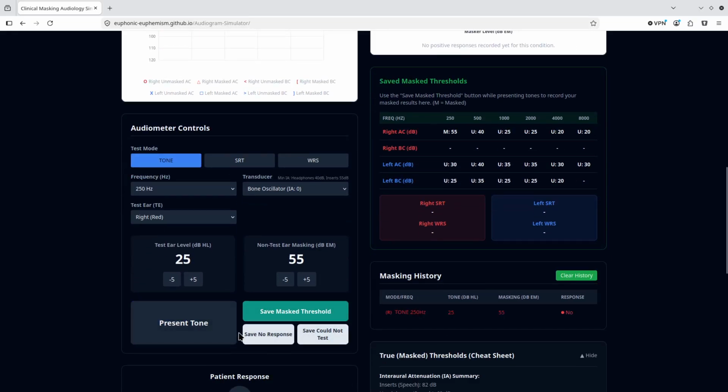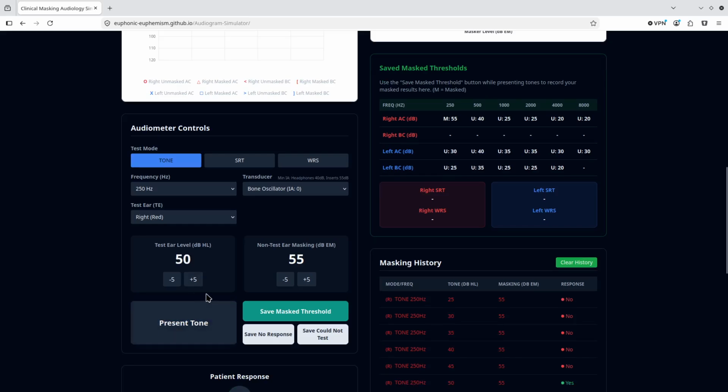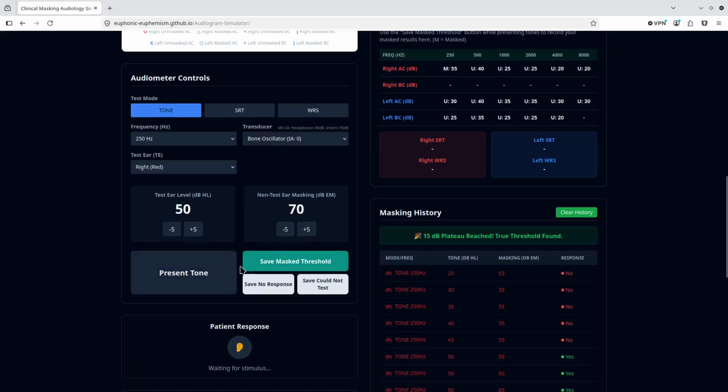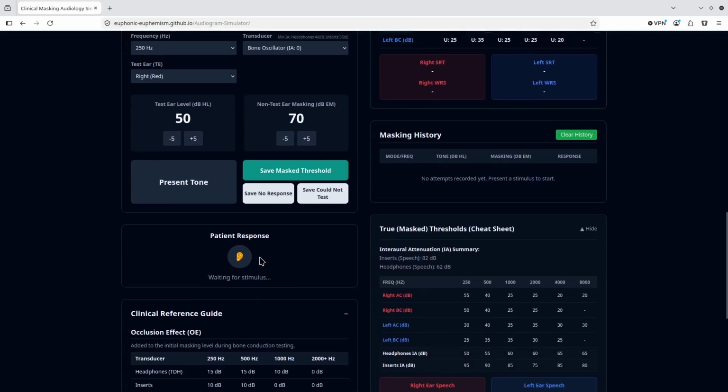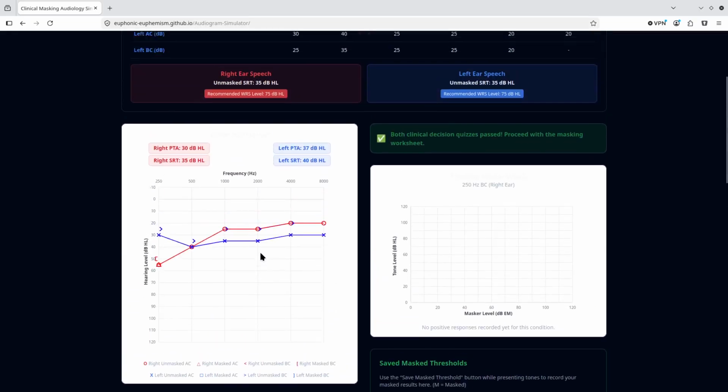Present the tone. No. Let's go up on the tone. Now we go up on the masker. We got a plateau. Save our masked threshold there. That's all we needed to do on that one. So we are good on that audiogram.